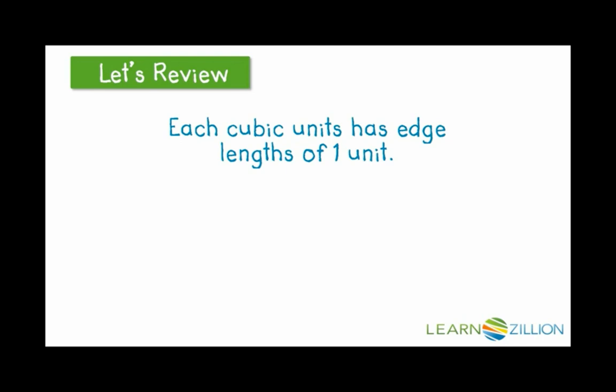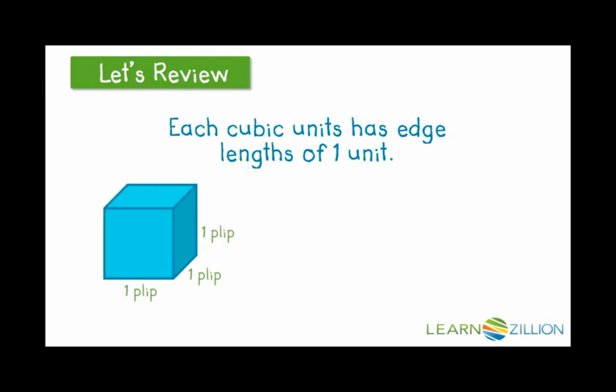Each cubic unit has edge lengths of 1 unit and 1 unit only. Now, it doesn't matter what that unit is. So right here we have a cube with dimensions of 1 plip by 1 plip by 1 plip. A plip is a made-up unit to prove a point. If we take a plip times a plip times a plip, we will get a plip cubed, which we can also call 1 cubic plip.